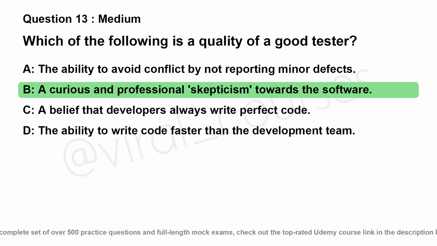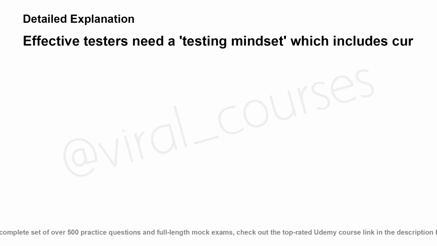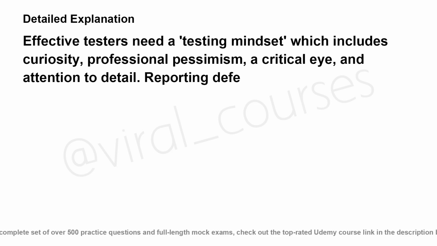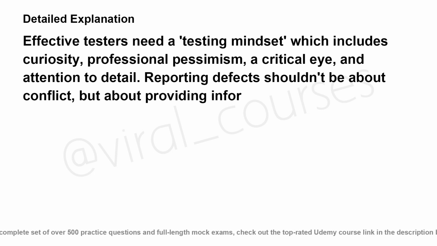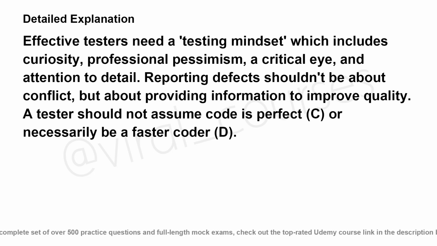The correct answer is B. Effective testers need a testing mindset, which includes curiosity, professional pessimism, a critical eye, and attention to detail. Reporting defects shouldn't be about conflict, but about providing information to improve quality. A tester should not assume code is perfect, C, or necessarily be a faster coder, D.